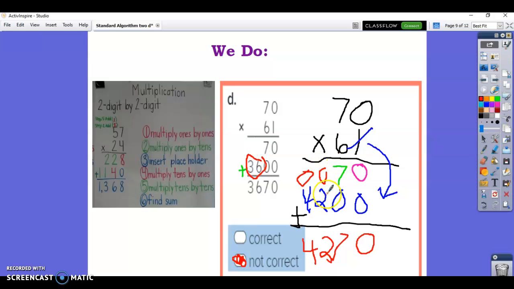Yep. Oh, here's where it went wrong. 7 times 6 is not 36. 7 times 6 is 42. So it's super important to make sure you get your place value holders, but also that your products are correct. Remember, you have those multiplication charts if you need them.